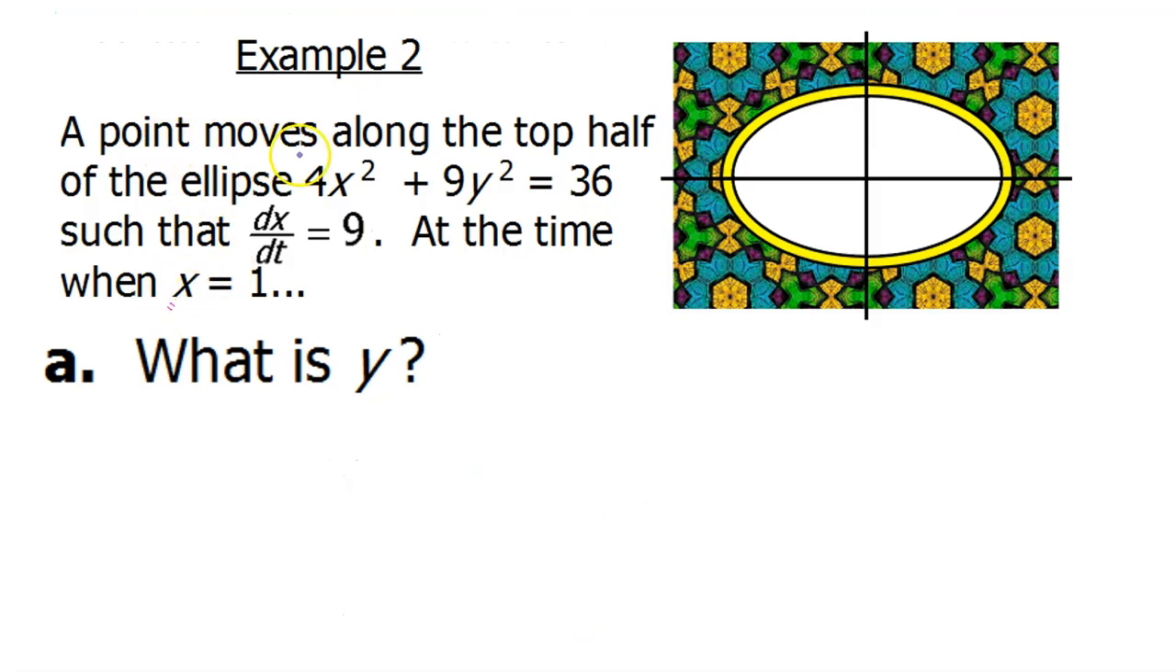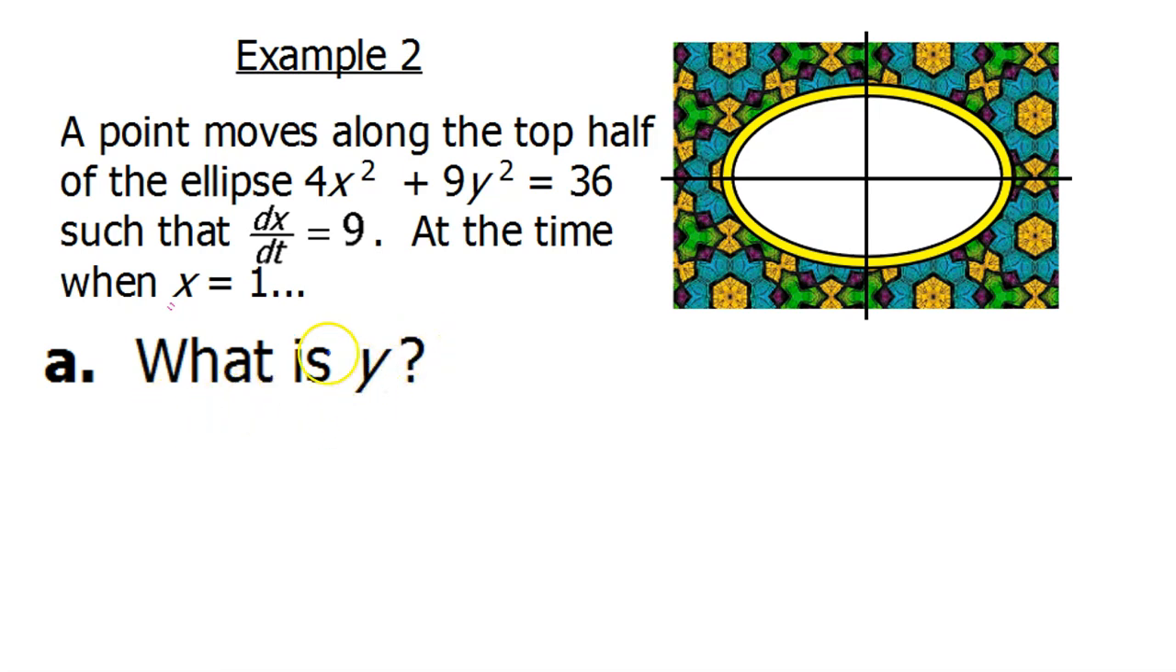Example 2. A point moves along the top half of an ellipse with the equation 4x squared plus 9y squared equals 36, such that dx/dt is equal to 9. At the time when x equals 1, what is y?